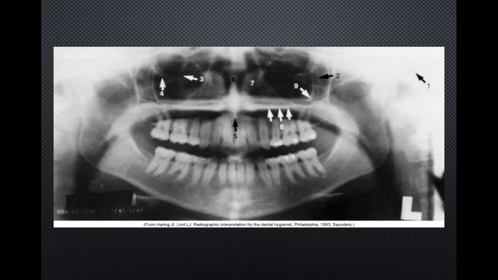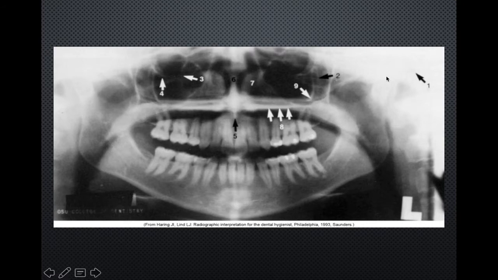So next we'll just go over some different panoramic images so you can see some of these structures as they would actually appear. It's important to know that when you're looking at a panoramic, you may not see every anatomical landmark that we go over. Sometimes you will, but a lot of times you won't. And this is completely normal not to see everything every time.